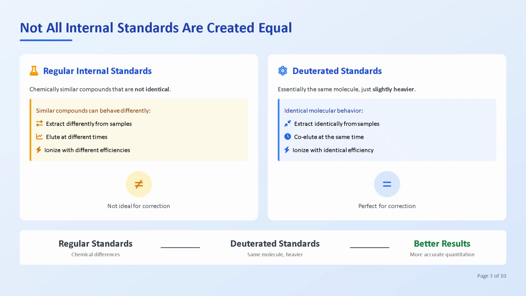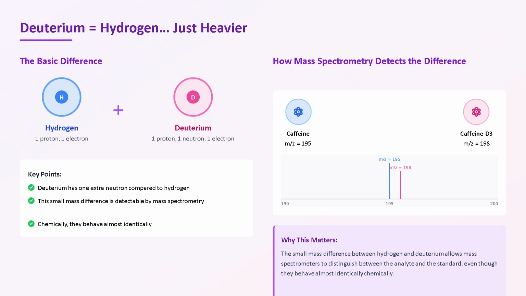A common approach is to use a chemically similar compound as an internal standard. But similar doesn't guarantee identical behavior. Even small structural differences can cause changes in extraction efficiency, chromatographic retention, and ionization response, which reduces correction accuracy. On the other hand, deuterated standards are almost identical to the analyte, just slightly heavier, making them the gold standard for accurate correction. So what exactly is deuterium?